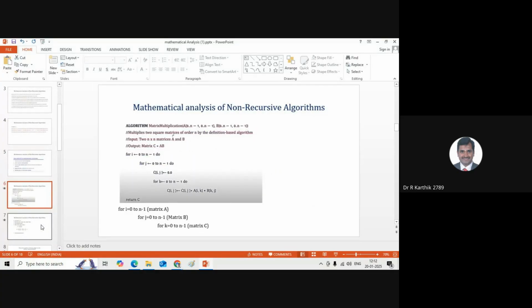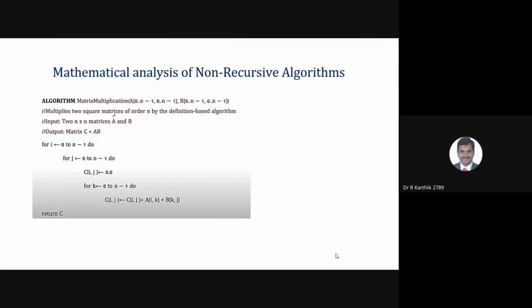In today's session, we are going to discuss matrix multiplication analysis. Analysis of non-recursive algorithms. One example is matrix multiplication. In matrix multiplication, we have to get two input matrices.